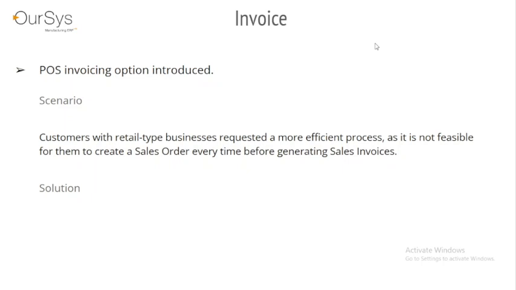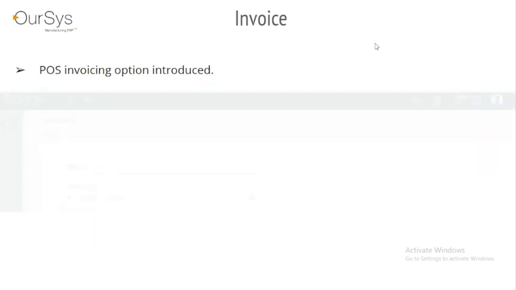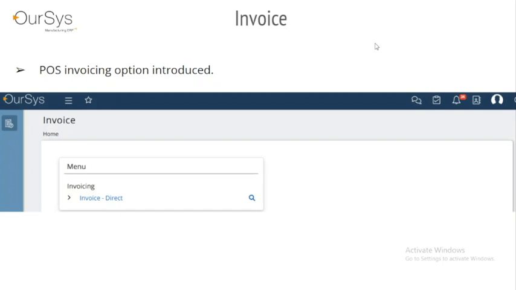Invoice module. Earlier, customers with retail type businesses requested a more efficient process, as it is not feasible for them to create a sales order every time before generating the sales invoices. So now, under the invoice module, there is one link called invoice direct. OurSys ERP now supports the direct creation of sales invoice without a sales order, which means this new feature skips the sales order step, allowing users to generate sales invoices quickly and efficiently.